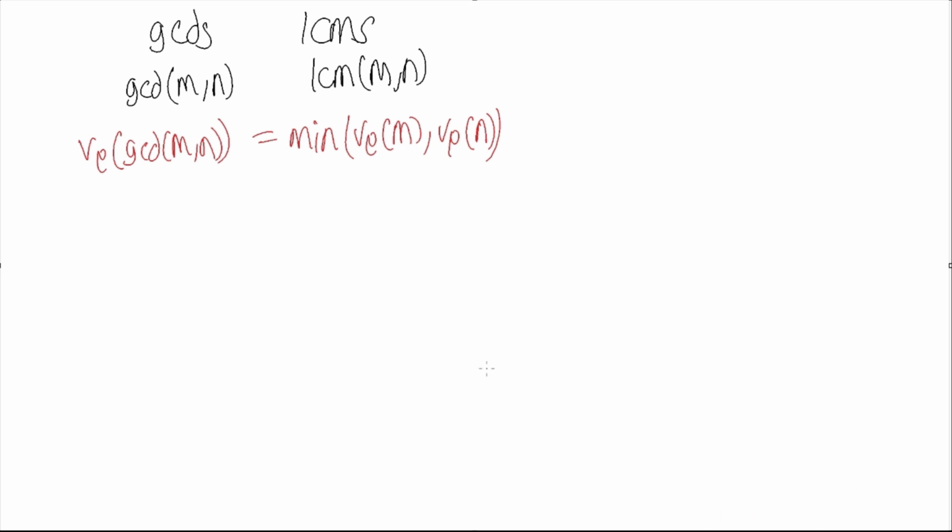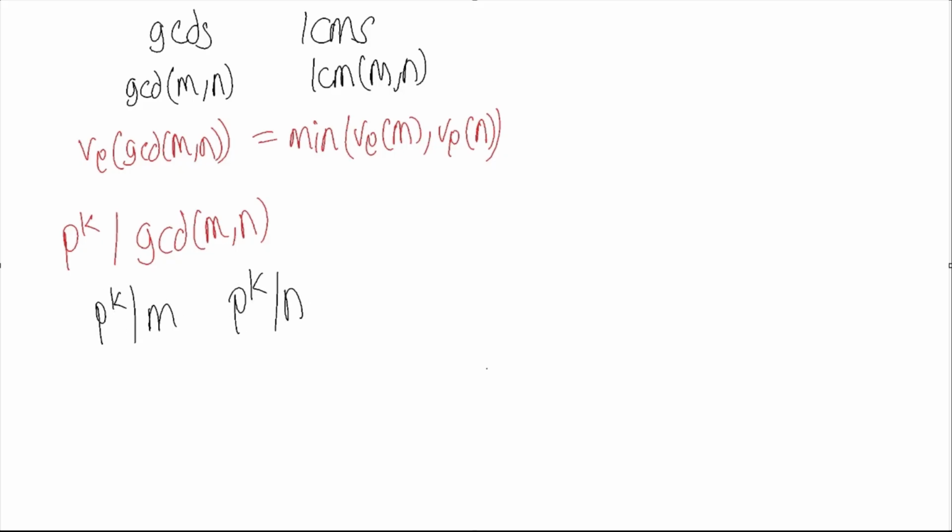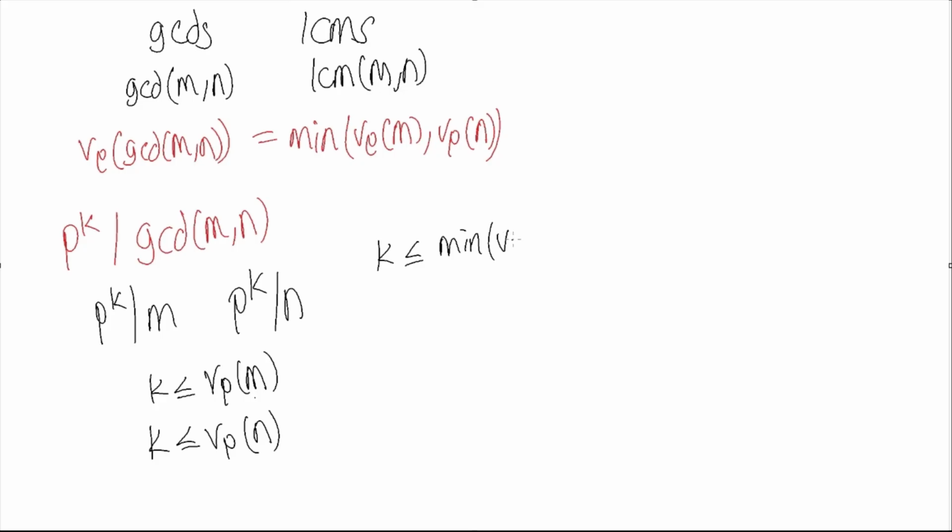Well, suppose that p to the k divides this GCD of m and n. Then this means that p to the k divides m and p to the k divides n. And because of the definition of nu-p, this requires k to be less than or equal to nu-p of m, and also k to be less than or equal to nu-p of n. By combining these two, we get k is less than or equal to the minimum of nu-p of m and nu-p of n.